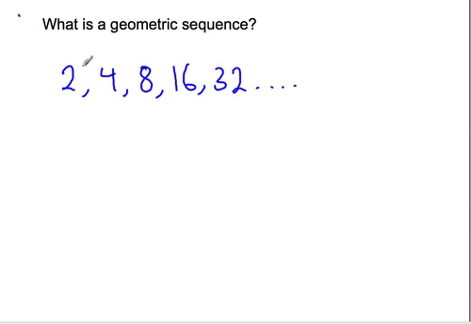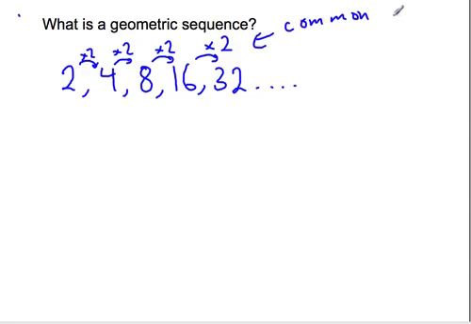Okay, so that number that you're multiplying by each time has a special name. That's called the common ratio, and we call it R. That R is going to come into the formula we're going to derive in a second. So our first term here is 2, so that's u sub 1. And let's take a look at 16 over here. That's the 1, 2, 3, fourth term, and that's u sub 4.